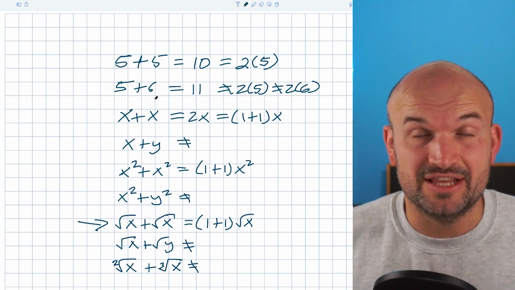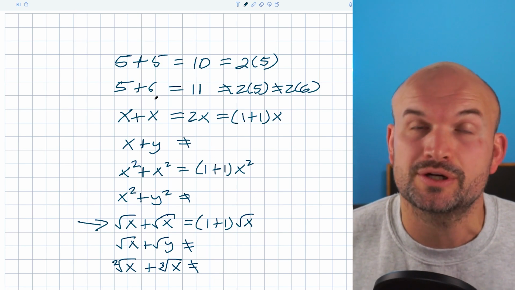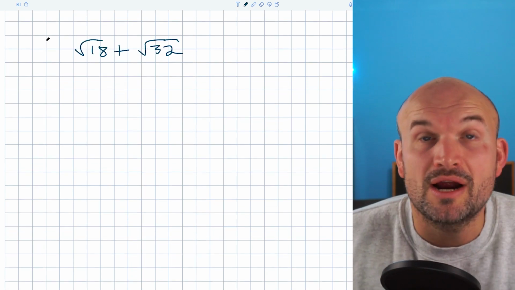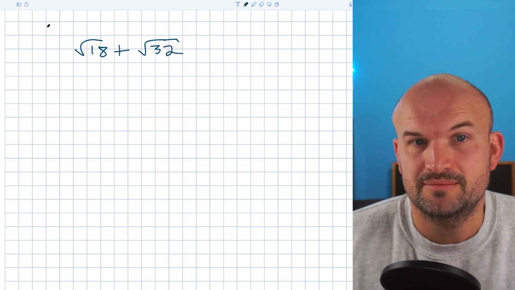So this is the idea and the vision that I want you to carry through when we start working through some problems. Let's take a look at this first example and see how we can apply this understanding. All right, so in this example, you can see we have the square root of 18 plus the square root of 32.